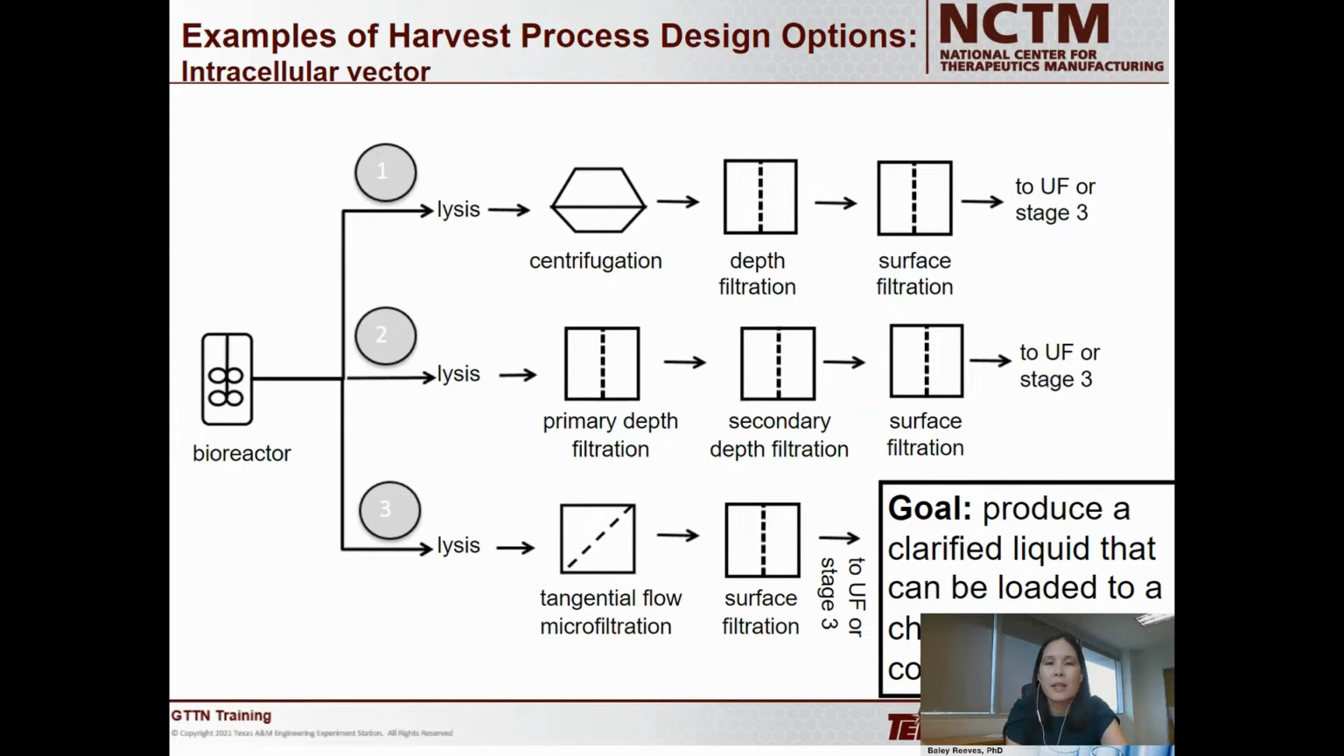You could also replace that centrifuge with a series of depth filters. So you can have a primary depth filter followed by a secondary depth filter before you go onto that surface filter. One last method that you can look at is using tangential flow microfiltration in order to run that separation step. Ultimately, what you want to do is make sure that you're removing as much of the solid as possible before you get to that surface filter at the end. It's because that surface filter is going to have very low solids capacity. And so you want to make sure that you're removing, again, as much of that solids as possible before you get there.